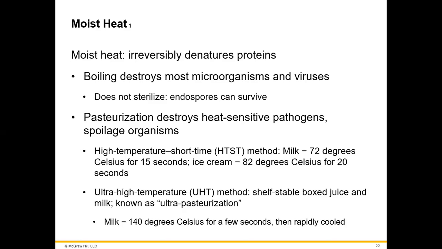So boiling material is a form, of course, of moist heat, which takes place at 100 degrees Celsius. It is effective, but does not achieve sterilization, as we know. You need to raise the temperatures beyond 100 degrees Celsius to achieve sterilization. Pasteurization, again, destroys heat-sensitive pathogens and spoilage organisms, but it does not eliminate all microbes in the material.